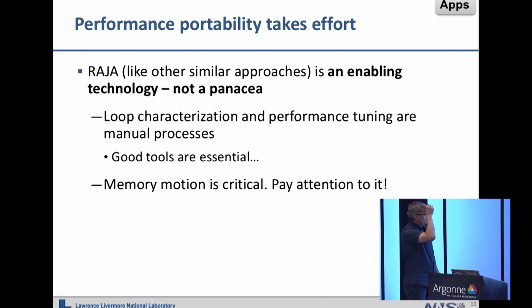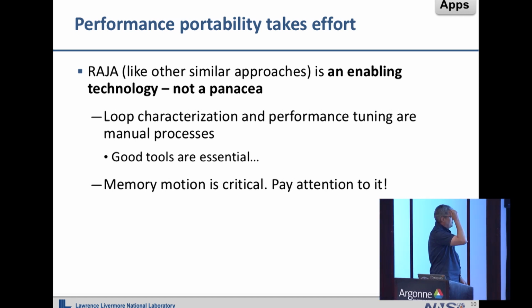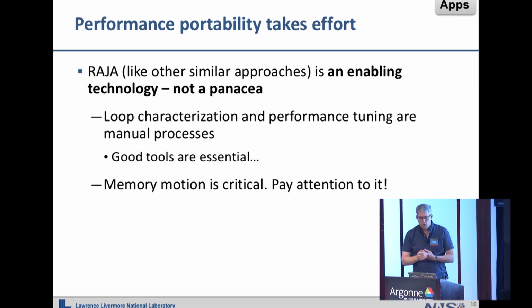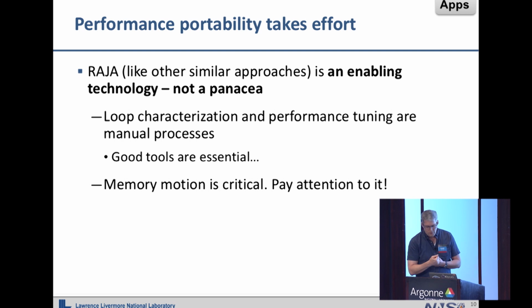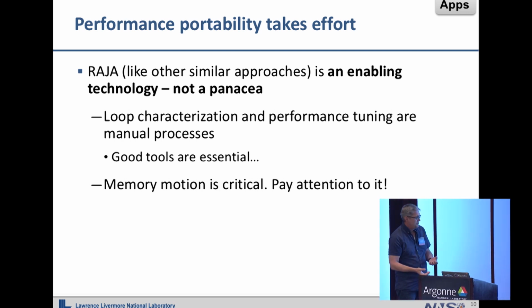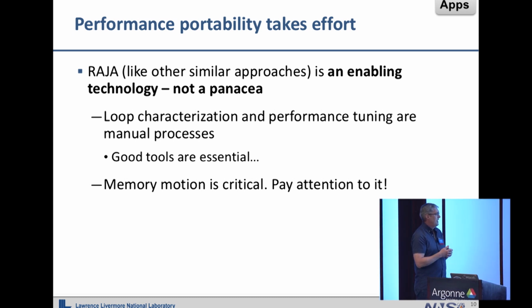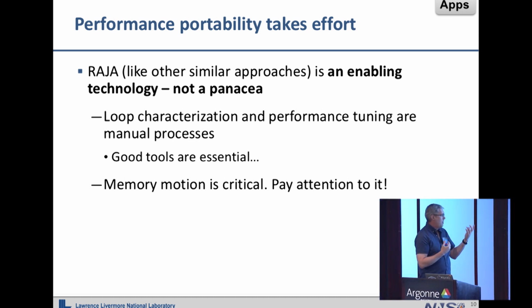So you still have to think about loop characterization: how much work am I doing in a loop iteration? What do my memory reads and writes look like? How much available parallelism? Do I have branching? All that kind of stuff. You still have to look at that. And performance tuning is all a manual process.